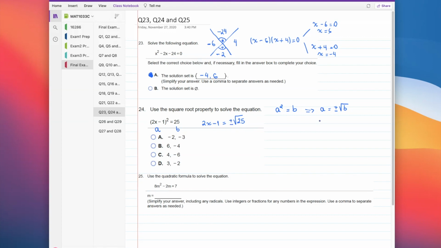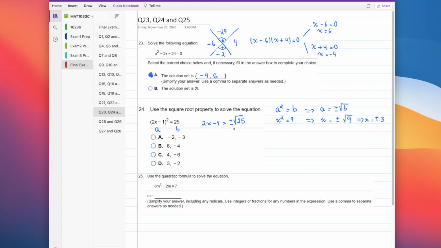A typical, simple example: if I say that x squared equals 9, what is the value for x? x must be the square root of 9 with the positive and negative sign. That is, x must be positive 3 or negative 3. That will make this true.